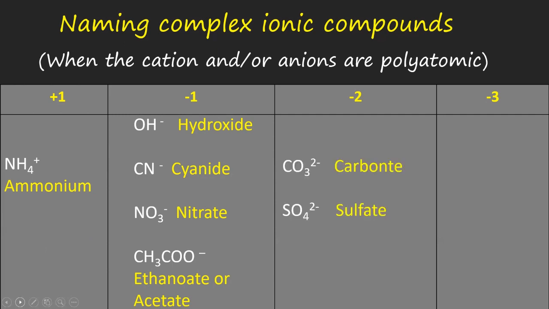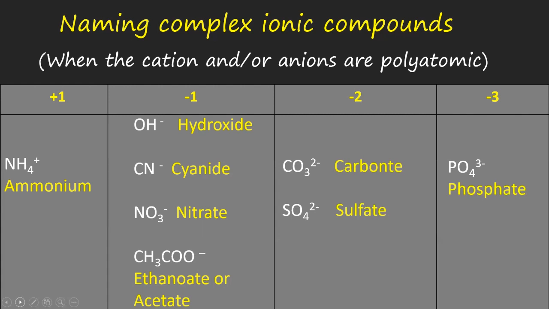For example, if the name shows nitrate, you need to know it's NO3 -1. The most commonly used -2 anions are carbonate, CO3 2-, and sulfate, SO4 2-. The only anion with -3 charge is phosphate, which is PO4 3-.